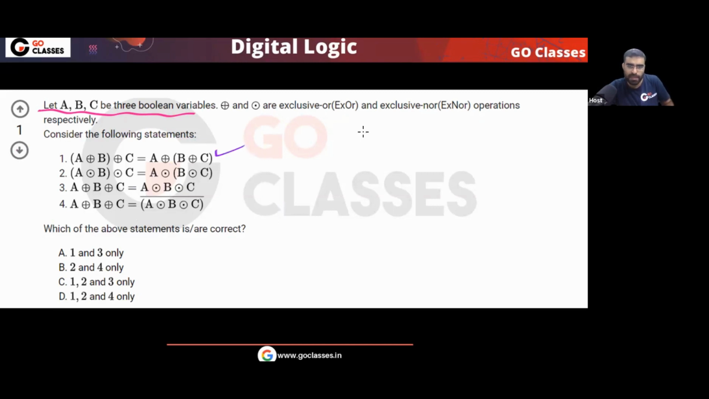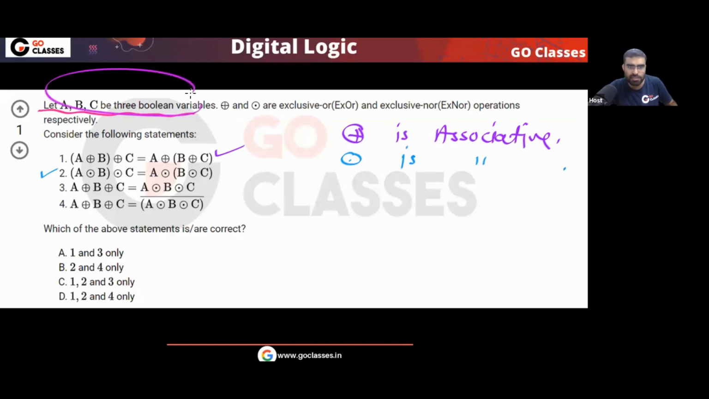The first is the associative property of XOR. This is correct. XOR is associative. Yes or no? We know this. Very simple, this is associative. So this is true. XNOR is also associative. This is also correct.